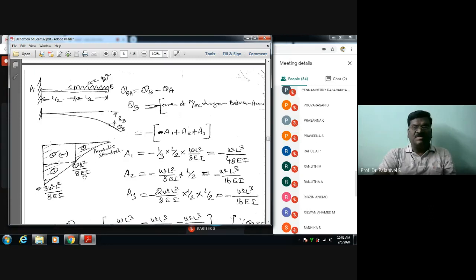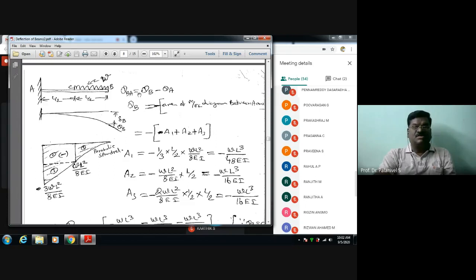So for simplification, we divide this M by EI diagram into standard plane figures. I have divided this into a rectangle, here a triangle, and this is called a parabolic spandrel. If it is like this, it is called a spandrel. Like that, we have divided it into standard plane figures for simplification.